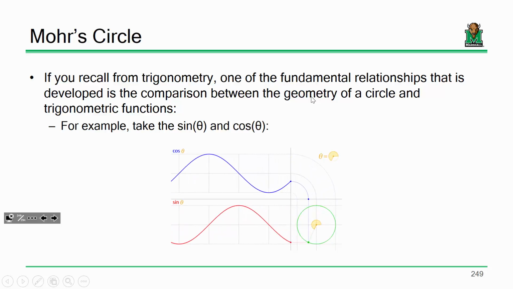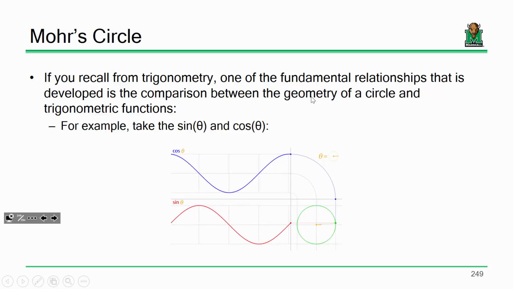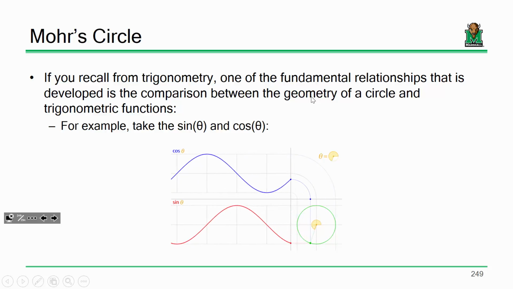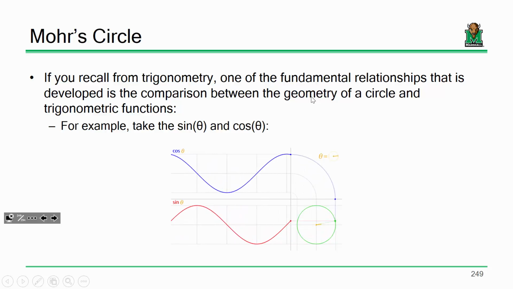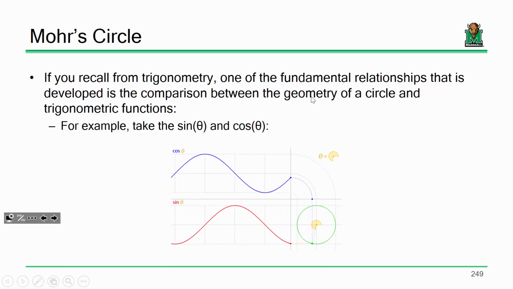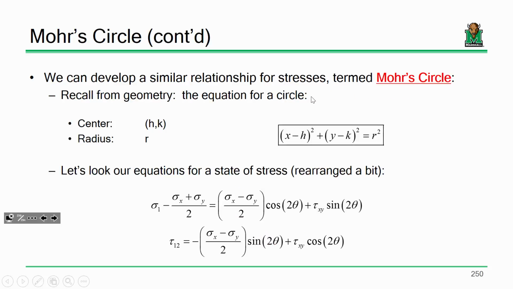Not only will it tell us the principal stresses, not only will it tell us the maximum shear stress, but it will tell us the stresses at any orientation. All we got to do is calculate the coordinates on the circle. It's pretty straightforward. All right, so this relationship for a stress state, this circular relationship, has a very special name. It's called Mohr's circle because Otto Mohr developed it and he got to name it after himself.